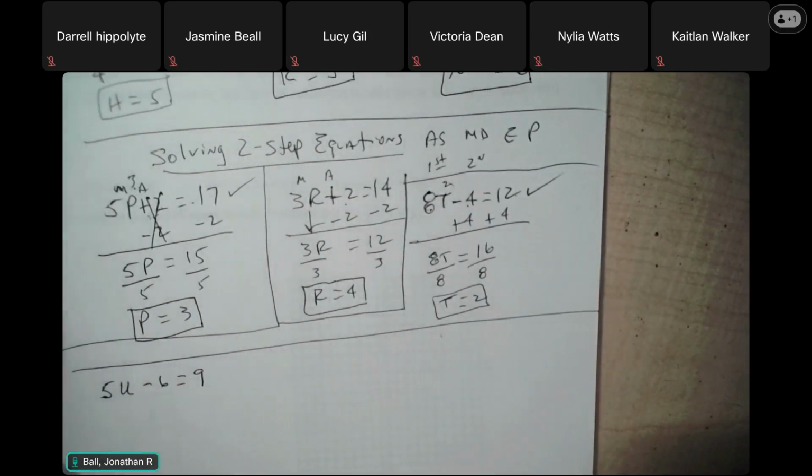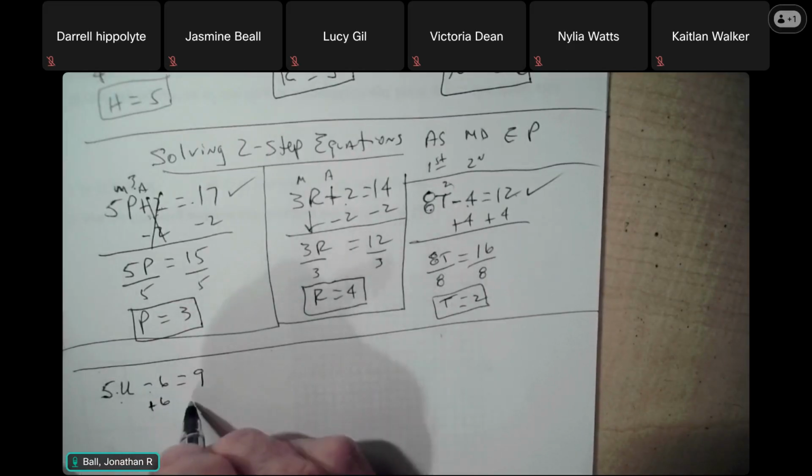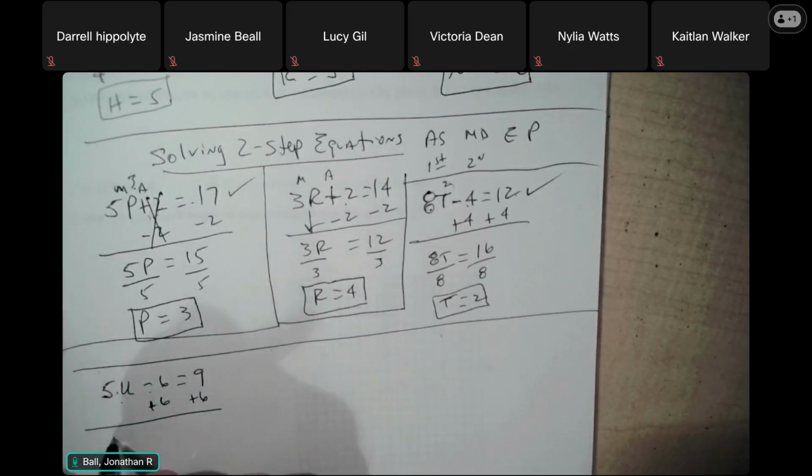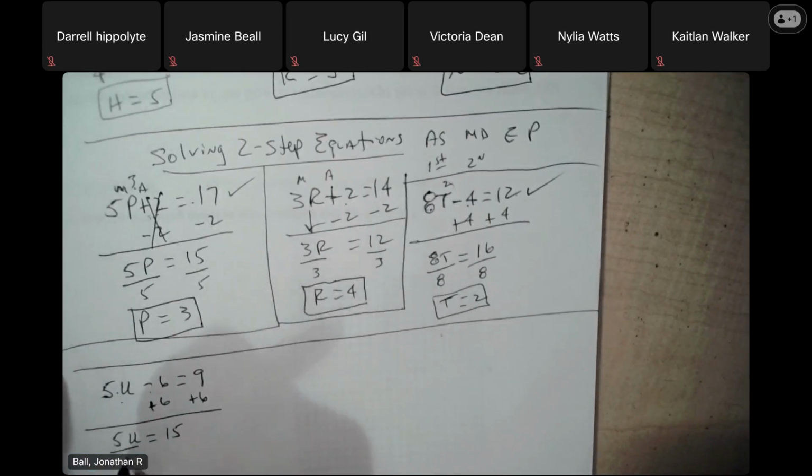Okay. Again, same problem. Multiplication here, subtraction here. So we're going to get rid of the addition, subtraction first. So we're going to add 6 to this side. Whatever you do to one side, you have to do to the other. We're left with 5u equals 15. Divide by 5, divide by 5. u is 3.